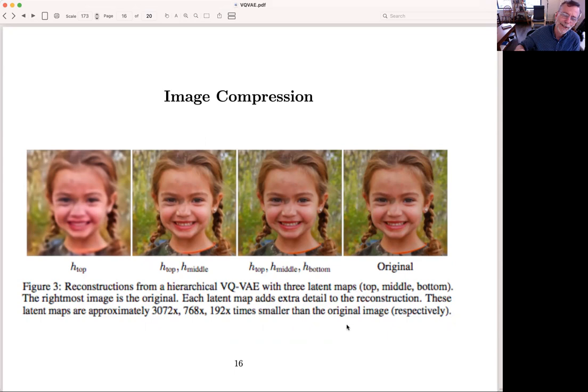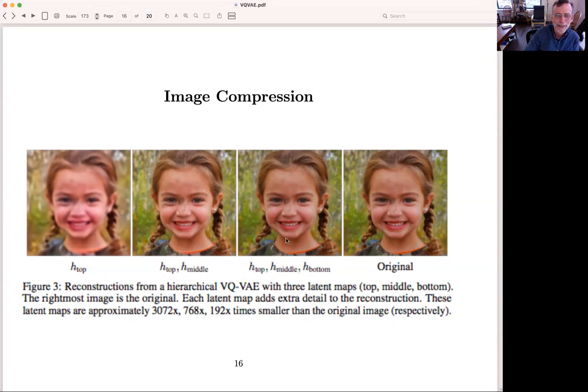This VQ-VAE2 has multiple layers. Here you've got 3 layers. You generate an image by generating symbolic images of increasing resolution. What you can do is take the lowest resolution image you generate, the top layer, and generate the image directly from that. Or you can do the top and middle and generate the image, or you can do all 3 and generate the image.